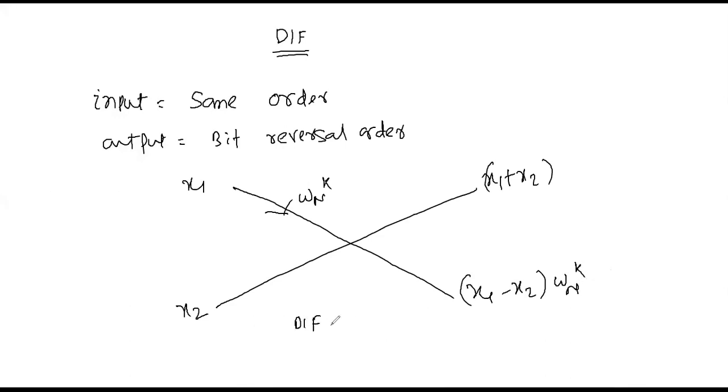This is very very important, because if you know this, then it is very easy for you to do all the calculation. Okay, where x1 and x2 are the inputs and these two are the outputs. The upper output is x1 plus x2, you have to remember, and the lower one is x1 minus x2 multiplied by the twiddle factor omega n k. Okay, now I will use the same to find the output.